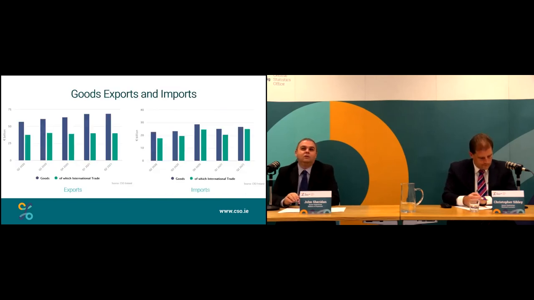Looking a bit more closely now at our goods exports and imports, we can see that in quarter two, our goods exports are up compared to last quarter and also up compared to last year, while our imports are also up compared to last quarter and up compared to last year. But as I've said, the increase in exports is stronger and is driving the increase in net merchandise.